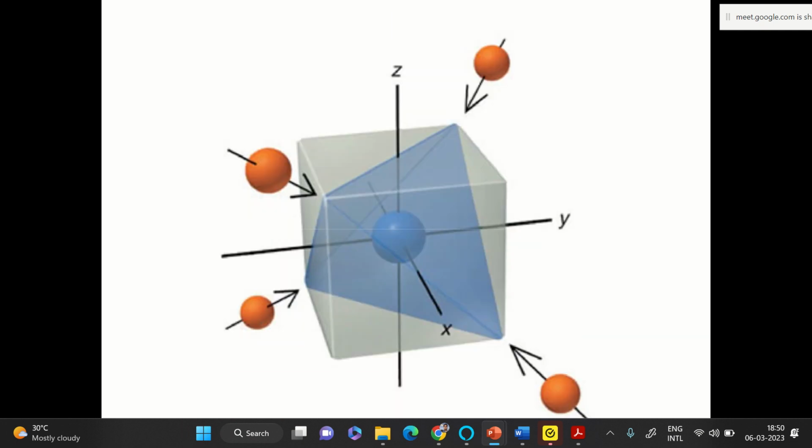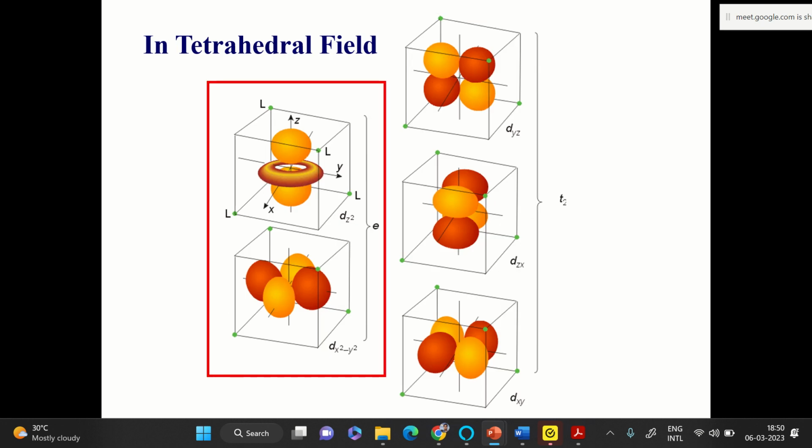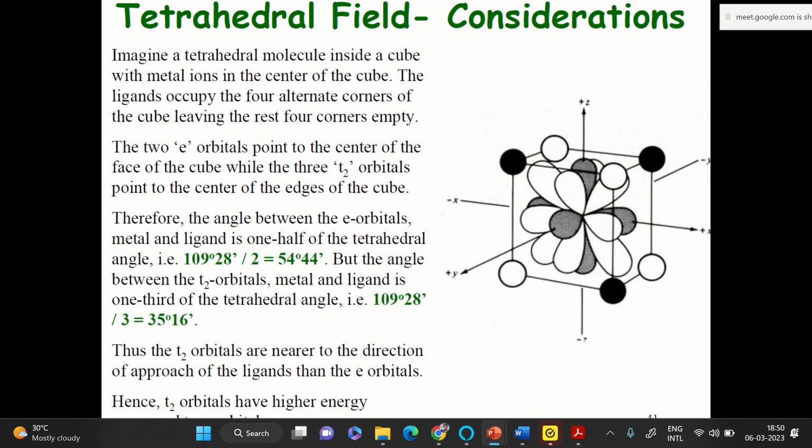So none of the ligands are approaching the orbitals head on. No orbital lies in the line of approach. They are only lying sideways, making certain angles. Depending on which one is making a smaller angle, it will be repelled more. So it is 54 degrees with the e2 orbitals, and the other set of 3 orbitals will be making an angle of 35 degrees, so they will be repelled more and so raised up in energy.